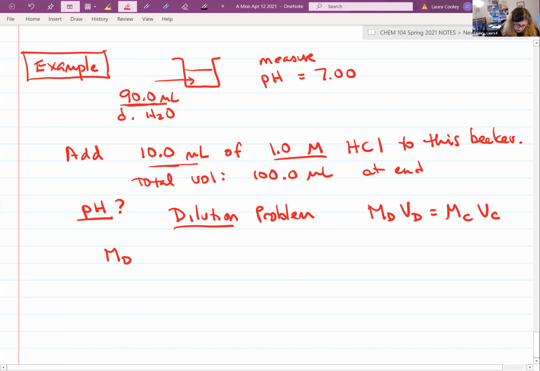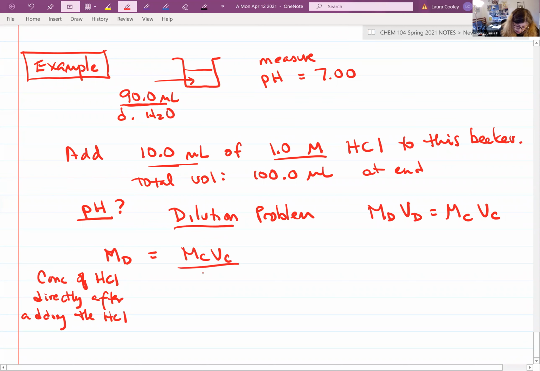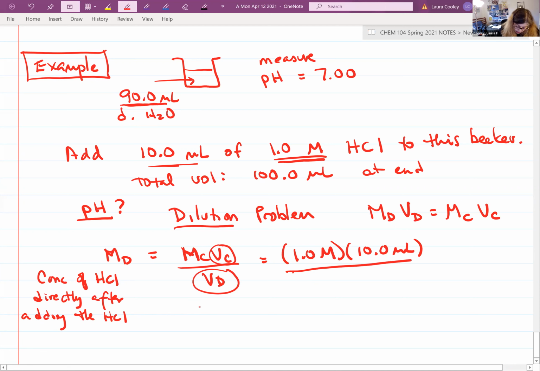The molarity of the diluted solution, so what I'm actually after is the concentration of HCl directly, in other words, right after adding the HCl. What is the concentration once I mix it up before it's dissociated, even though that's ridiculous because it immediately dissociates. But I'm going to use this equation, and I'm going to show you, we've done this before, but what the heck. So I'll take the molarity of my concentrated solution, which is 1 molar, times the volume I used, which is 10 milliliters, and divide it by the total volume, that's the 100.